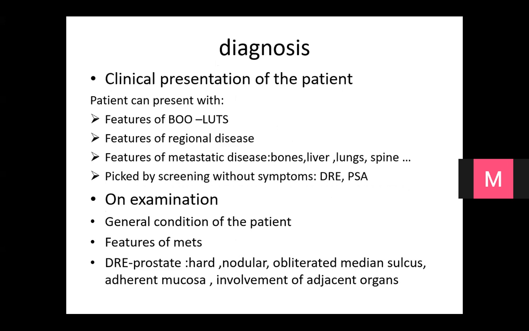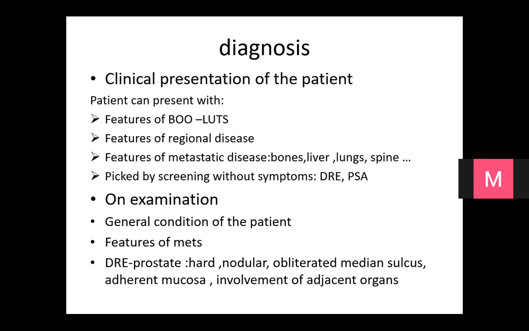Now, in the diagnosis, the clinical presentation of the patient can present with features of bladder outlet obstruction. In other words, prostate cancer can also cause bladder outlet obstruction. And Dr. Sikhondze already talked about the LUTs, the lower urinary tract symptoms. So you may have symptoms in relation to bladder outlet obstruction, and those will be LUTs. And then you may have features of regional disease. You may also have symptoms arising from metastatic disease: bone, liver, lung, spine.